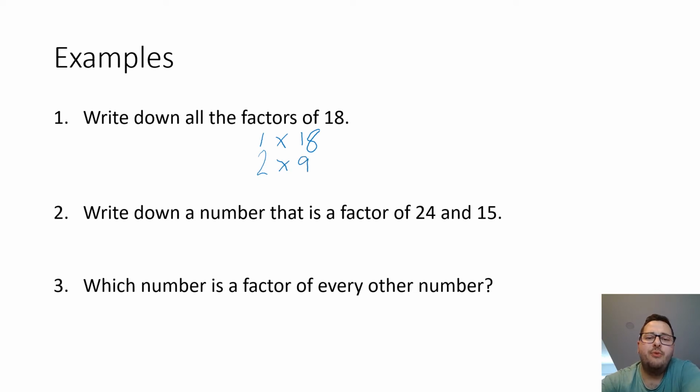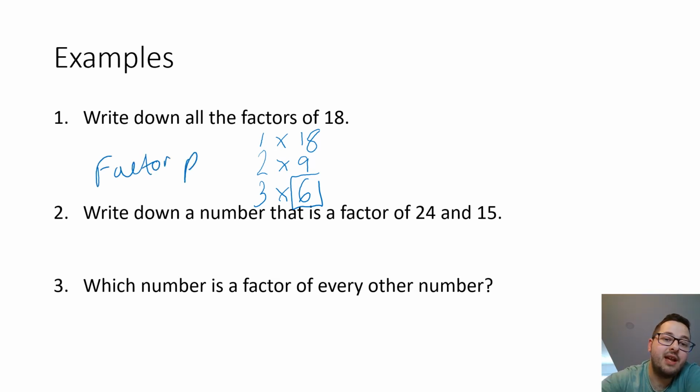Then I think, does 3 go into 18? It does. It's 3 times 6. Then I think, does 4 go into 18? No, it doesn't. Does 5? No, it doesn't. And then I'm at 6. And because I've reached kind of the right hand side, I know that I've covered every possible factor. So these are my factor pairs. So let's just write that down again. But we want to write down all the factors, so let's just write them again as a list.